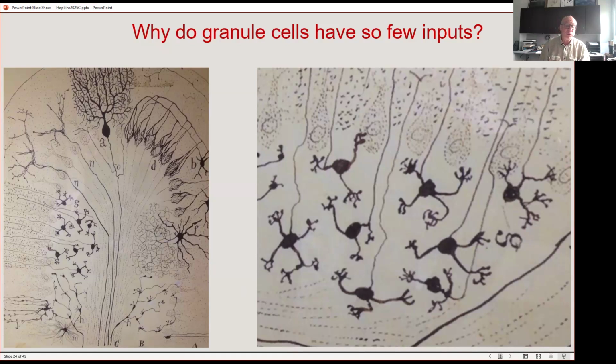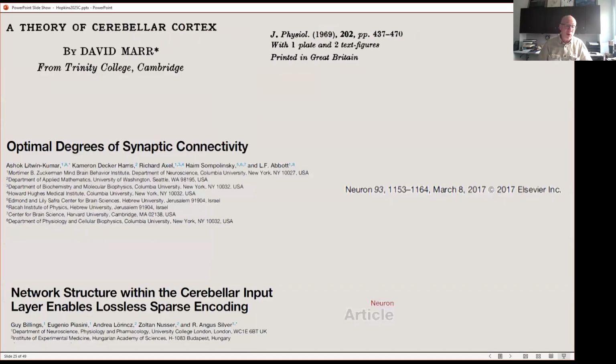Half of the neurons in your brain are granule cells. That's one crazy thing about them. The other one is, what's the computational point of them having only 5 inputs from the mossy fibers? I want to acknowledge that we're not the first people to think about this, obviously. So Mauk talked about it. He kind of portrayed granule cells as fussy little feature detectors.